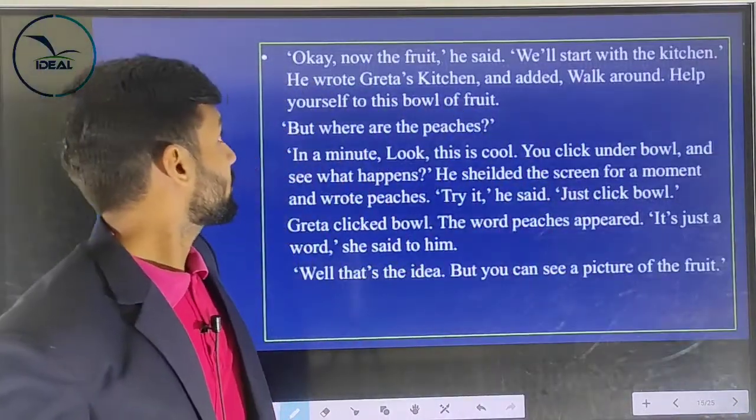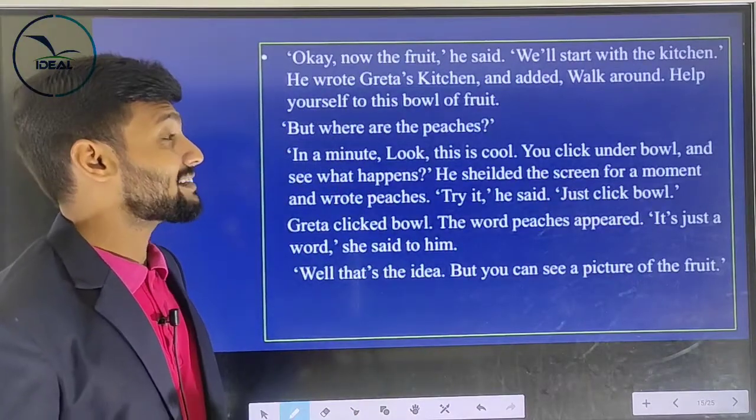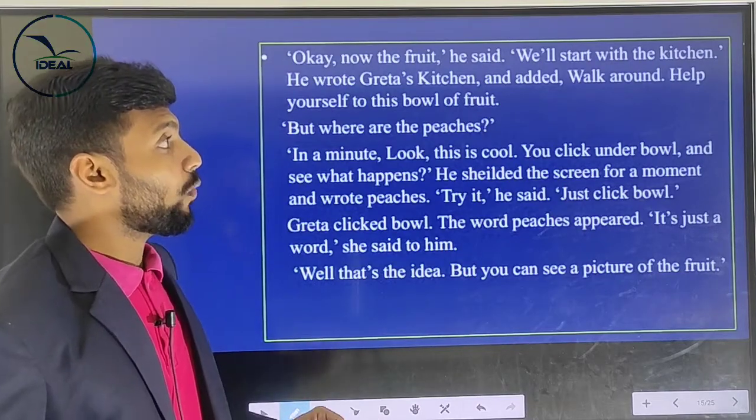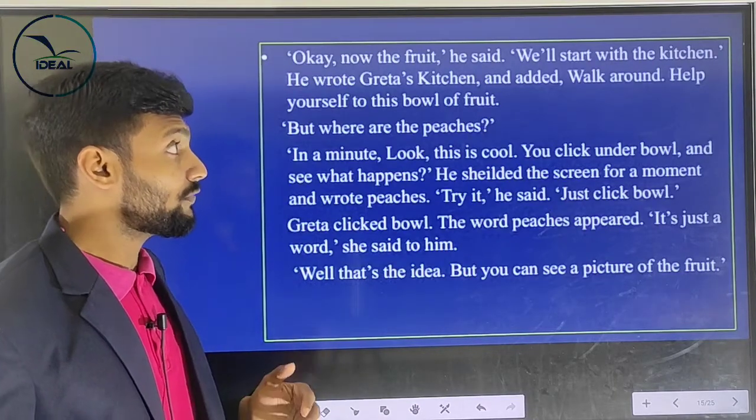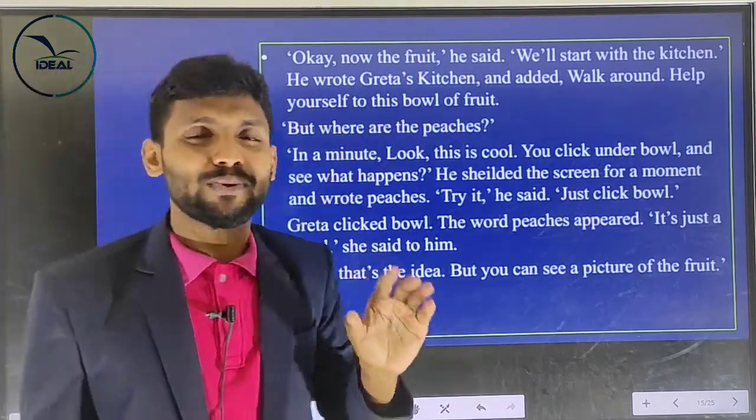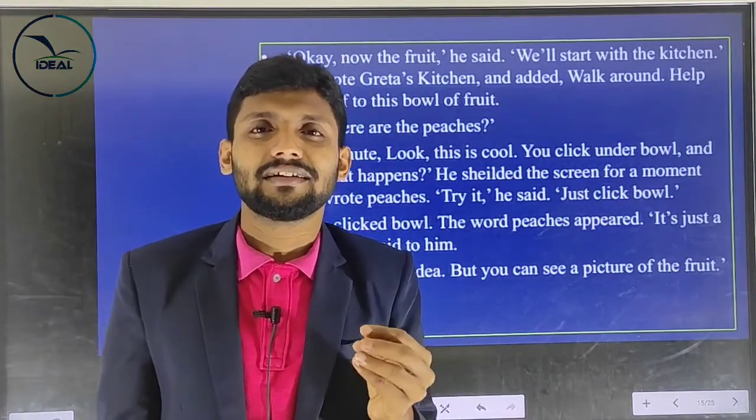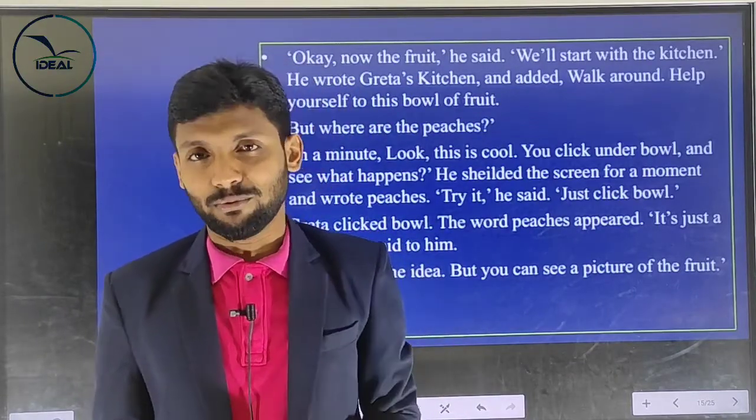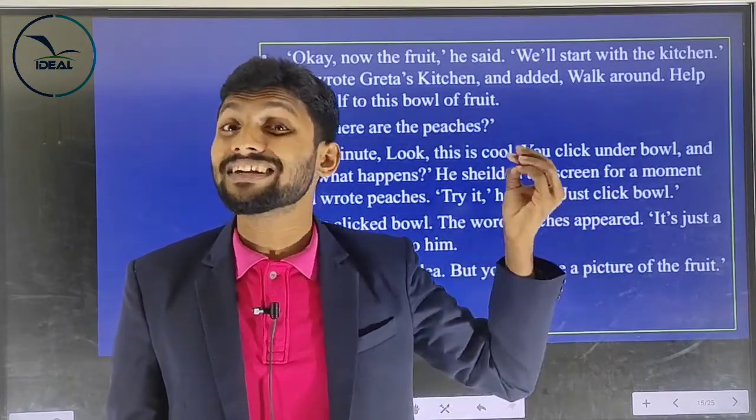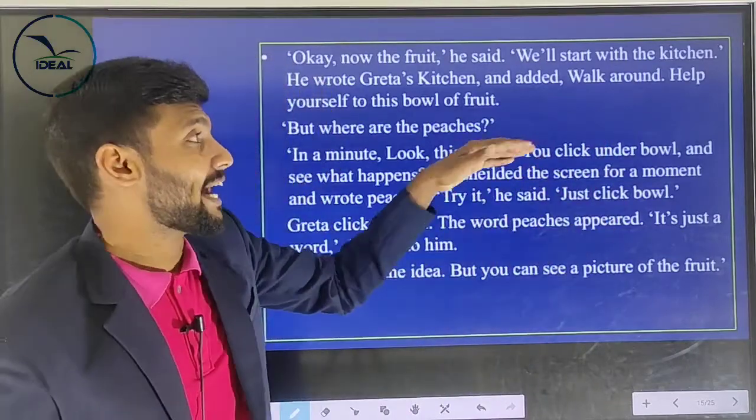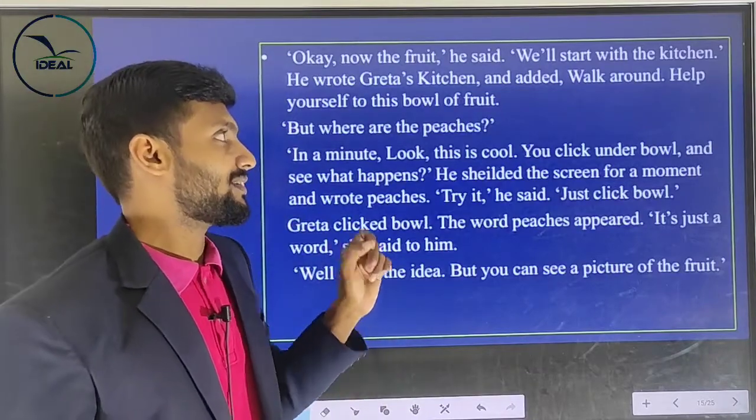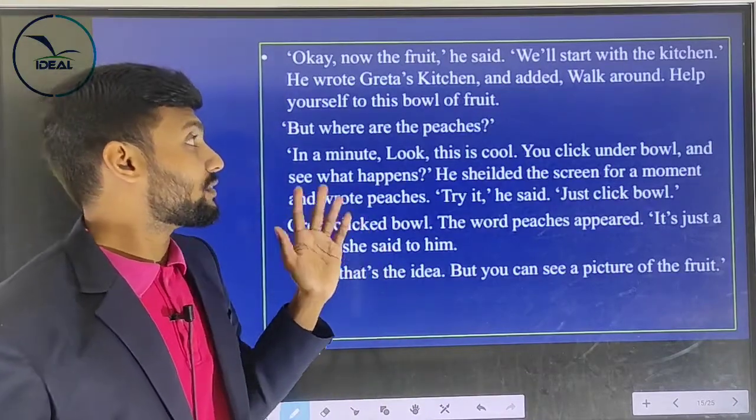Okay, now the fruit. He said, we will start with the kitchen. He wrote Greta's kitchen and added, walk around, help yourself to this bowl of fruit. See, now he made the kitchen. I hope you understand, he is making all these things conceptual. He imagines and just draws the pictures and animations in the computer on different sites. Okay, so first he made a kitchen and he wrote Greta's kitchen and added walk around. Help yourself to this bowl of fruit.